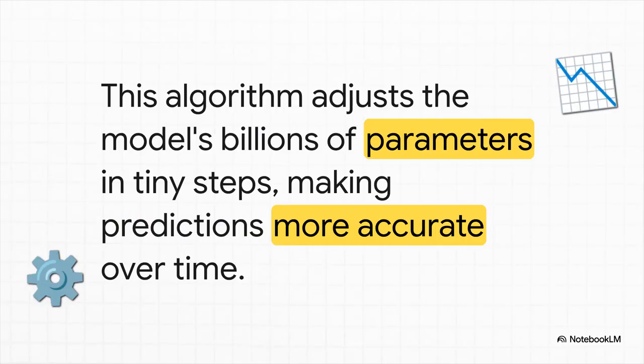So how does it actually learn from its mistakes? Under the hood, there's this really clever algorithm called backpropagation. Every single time the model gets a prediction wrong, this algorithm figures out how much each of its 175 billion parameters contributed to that error. Then, it just nudges every single one of those parameters a tiny, tiny bit in the right direction. Do that trillions of times, and you've got yourself a working LLM.